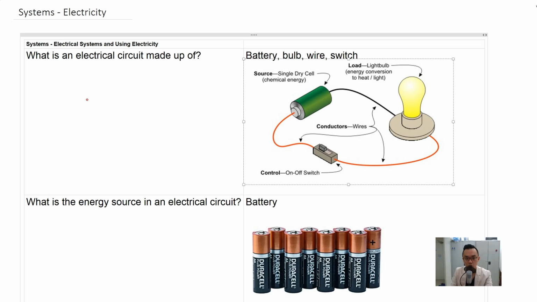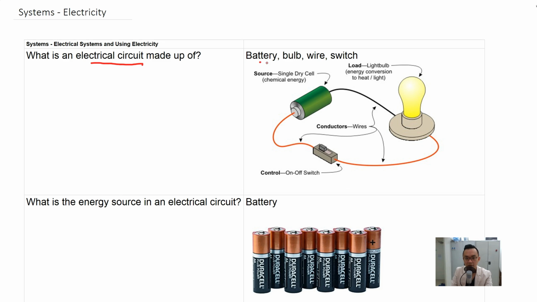Hi, okay, in this video we'll be doing electrical systems, electricity. This is part of the upper block science. Let's jump into it. What is an electrical circuit made up of? An electrical circuit is made up of a battery, bulb, wire, and switch.